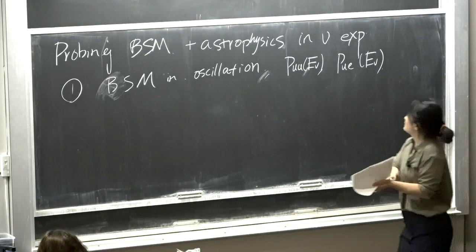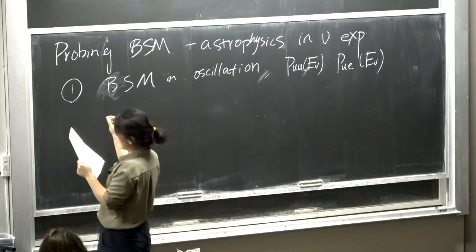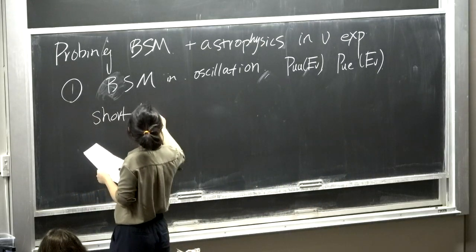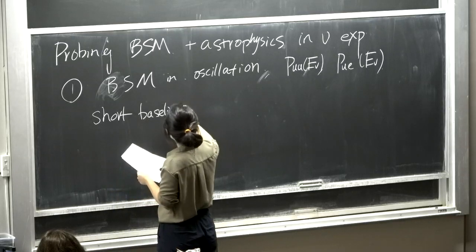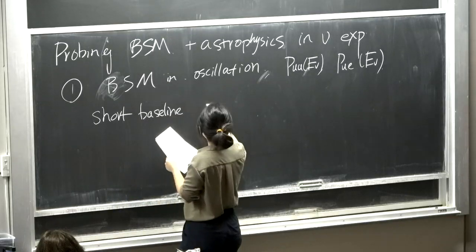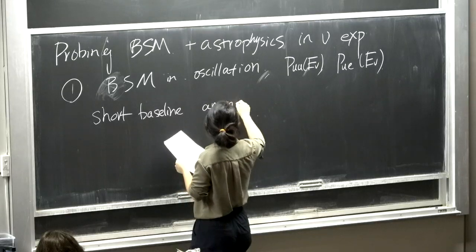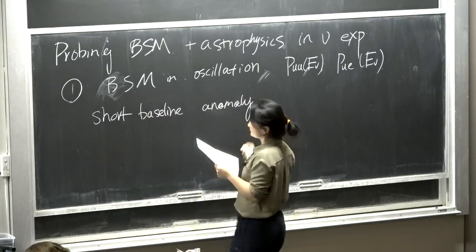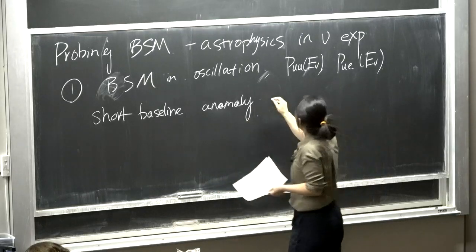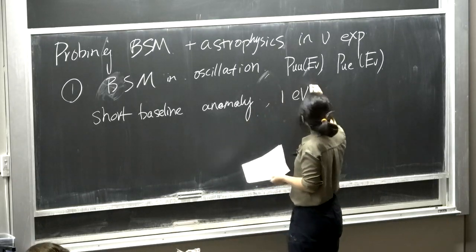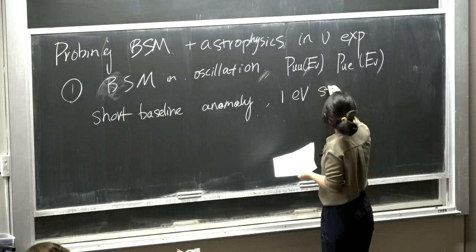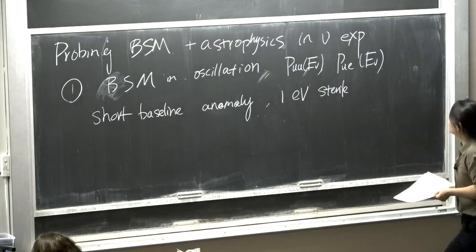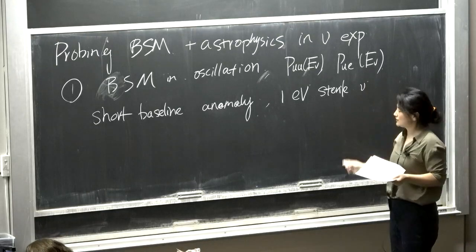I'm going to use a concrete example, called the short baseline anomaly. Specifically, as I already hinted, a possible solution is a 1 eV sterile neutrino. I'll just explain what this is.